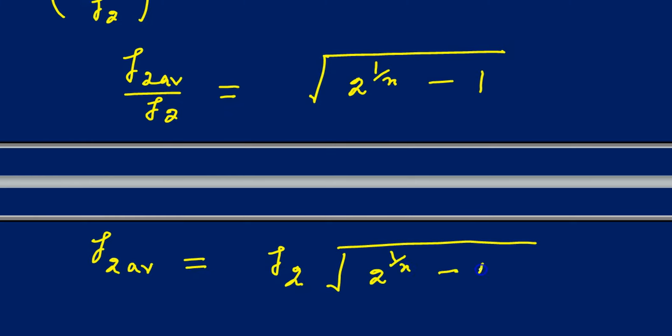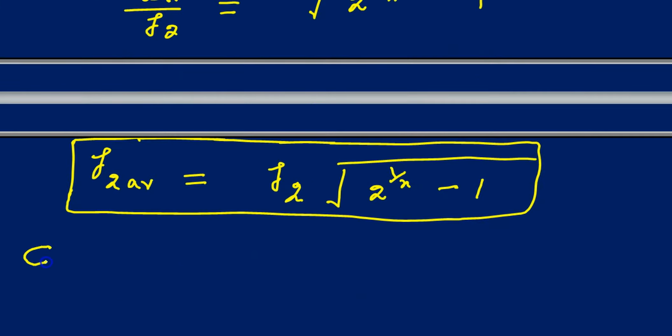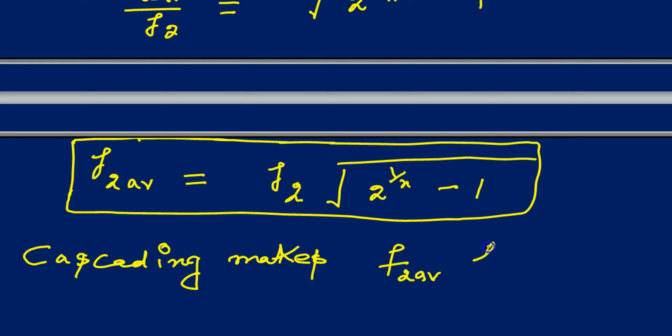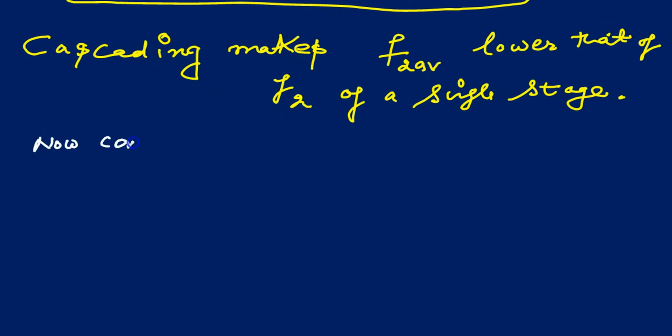So just simplifying now. Look, the simplification. So this is the last expression of F2 average: F2 times the square root of 2 raised to the power 1 by n minus 1. So cascading makes F2 average lower than that of F2 of a single stage. This is the result. Very important.